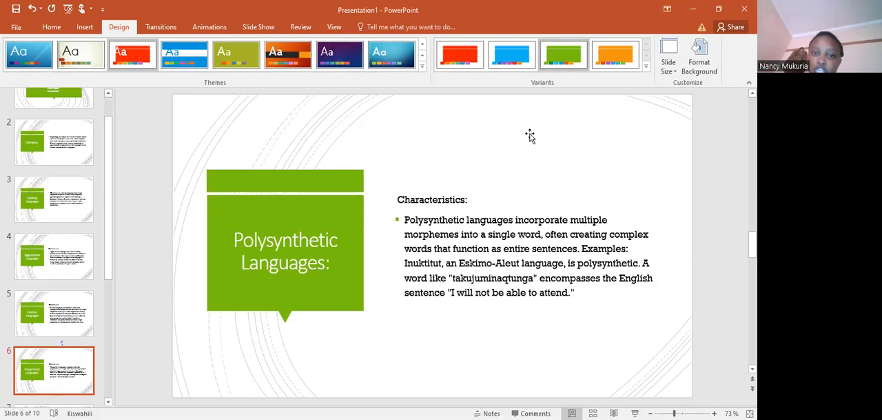Polysynthetic languages. Polysynthetic languages incorporate multiple morphemes into a single word, often creating complex words that function as entire sentences. For example, Kalaallisut, an Eskimo language, is polysynthetic. A very long word, which I don't have to say, encompasses the English sentence, I will not be able to attend, in that particular language.